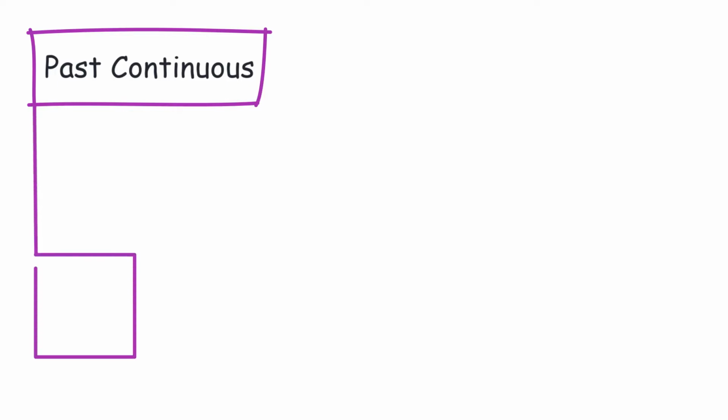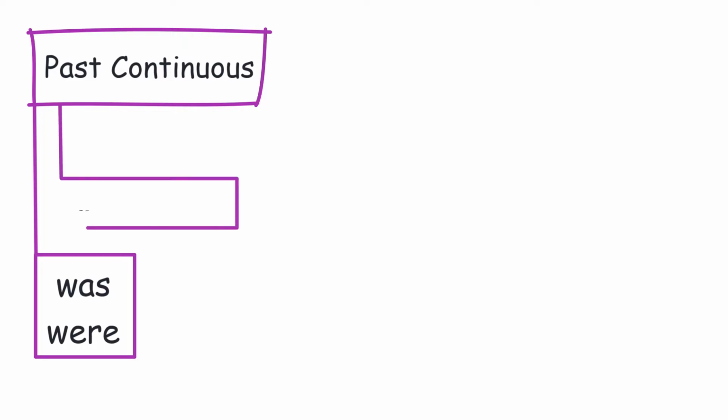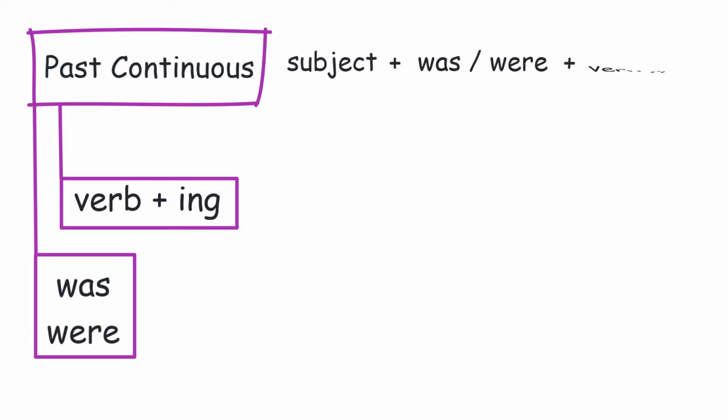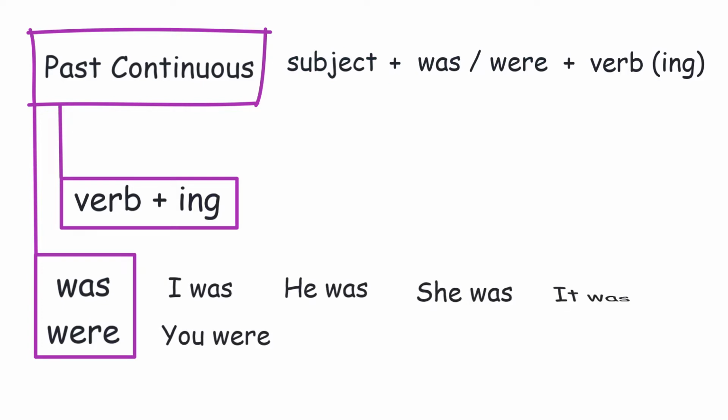Formulating the past continuous is not that challenging. The past continuous of any verb is composed of two parts. The past tense of the verb to be, was, were, and the base of the main verb plus ing. So it becomes subject, was or were, ing form of the verb. The auxiliary verb is conjugated in the past continuous depending on the subject. I was, you were, he was, she was, it was, they were, we were.